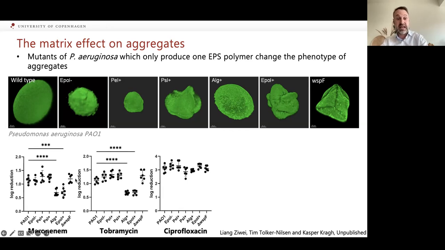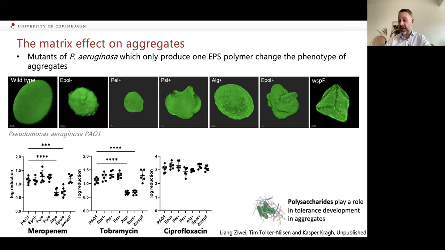So in this case, you can see that alginate, which is a really important polysaccharide polymer, is really important for surviving treatments with meropenem and colistin. It doesn't seem that important with ciprofloxacin. So from this and other studies, we can say that the polysaccharides and the matrix are important for these aggregates as well.